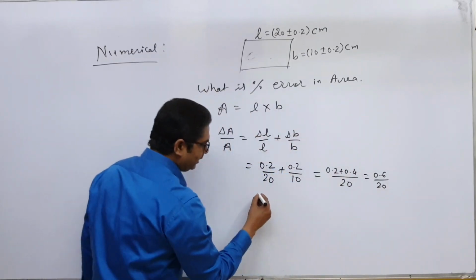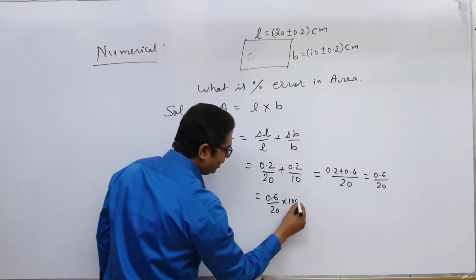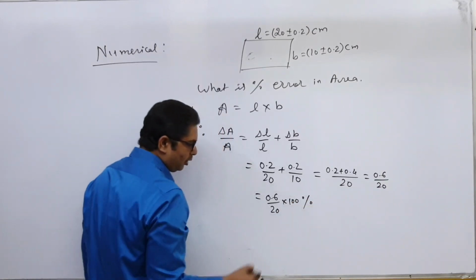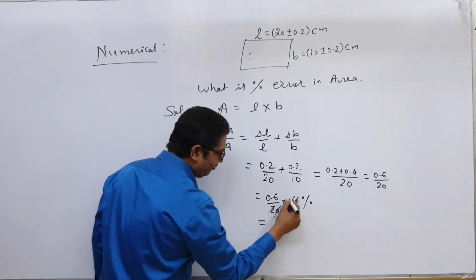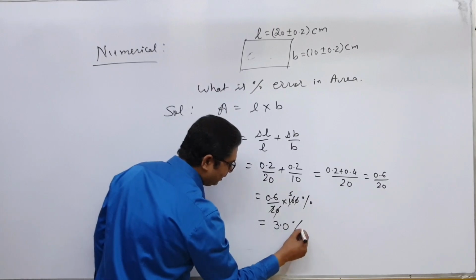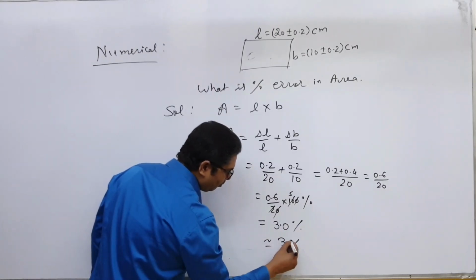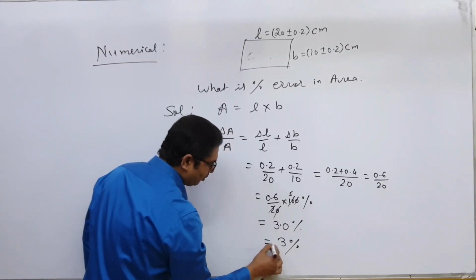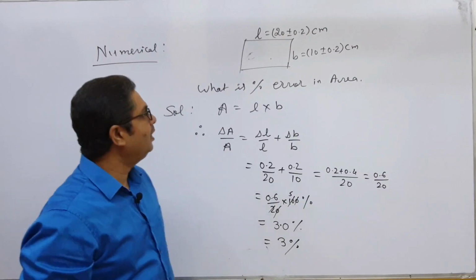So it can be written as 0.6 upon 20 into 100%. So it comes out to be, you cancel this, you have here 5. So you have 3.0%. So you can write here it is 3%. The percentage error we have calculated comes to be 3%.